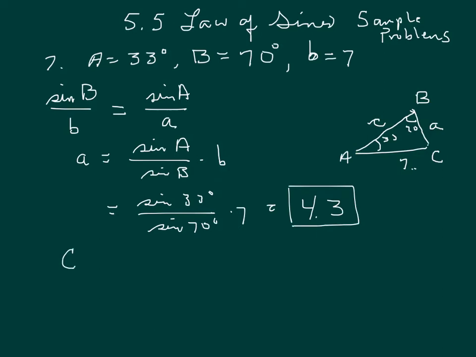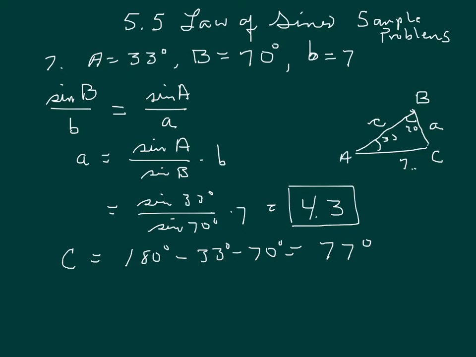Angle C is straightforward. There have to be 180 degrees in any triangle, so it is 180 degrees minus the two angles we know, 33 degrees minus 70 degrees. That makes the angle C 77 degrees.